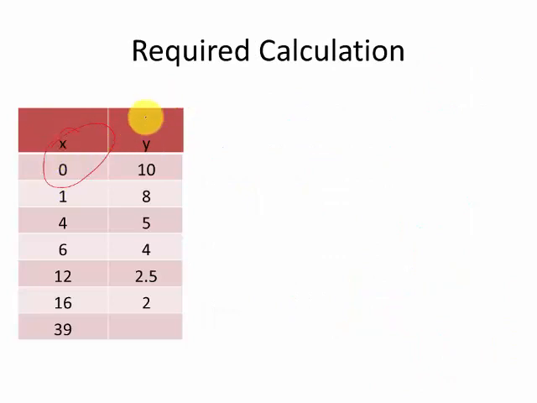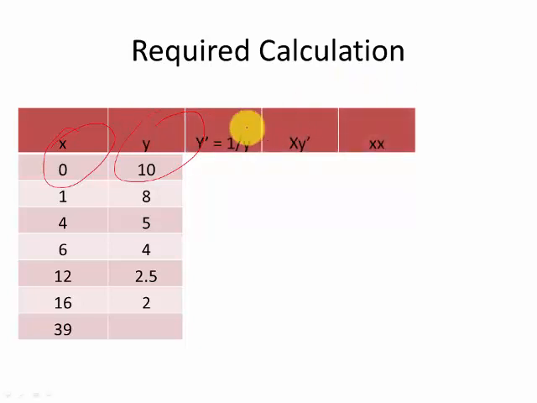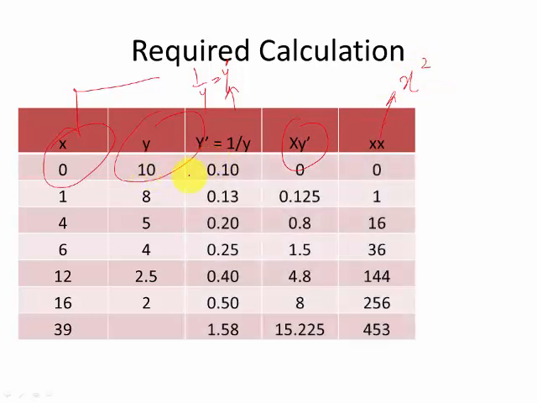The given data was in x and y form. What we need to do first is convert it into 1 over y, and this is y dash. So x into y dash is x y dash, and x into x is basically x square. You can take this data into an Excel sheet and perform these calculations, or you can do it by hand or calculator. It's up to you.